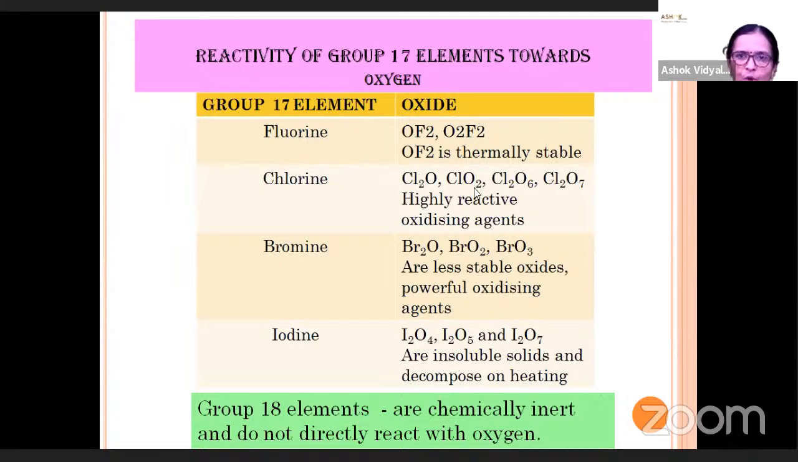Chlorine also forms different oxides like Cl2O, then ClO2, Cl2O6, Cl2O7. These are the different oxides formed by chlorine. Chlorine reacts with oxygen, means a single atom of oxygen, to form Cl2O.